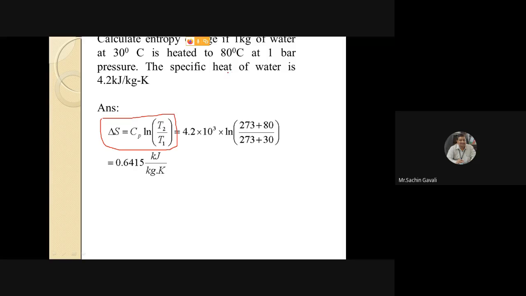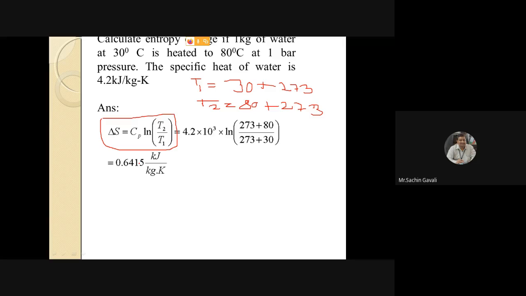So what is the formula? Given the temperatures, T1 is 30 degrees Celsius and T2 is 80 degrees Celsius. Given data, you can convert that. T1 is equal to 30 plus 273, and T2 is equal to 80 plus 273. Delta S is equal to Cp ln of T2 upon T1.